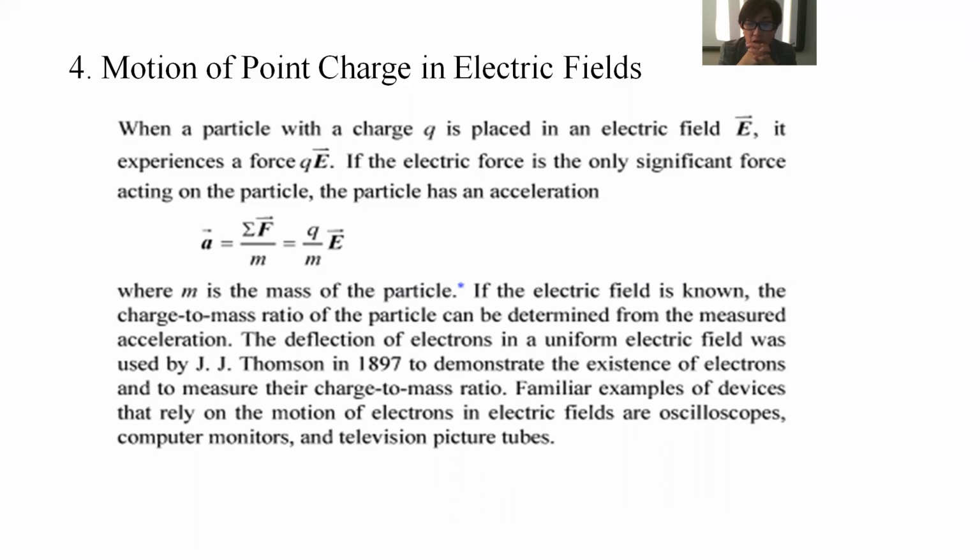The deflection of the electron in a uniform electric field was used by Thomson in 1897 to demonstrate the existence of electrons and measure their charge to mass ratio. Other examples of devices that rely on the motion of electrons in electric fields are oscilloscopes, computer monitors, and television picture tubes, etc.